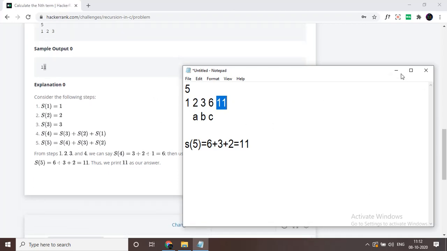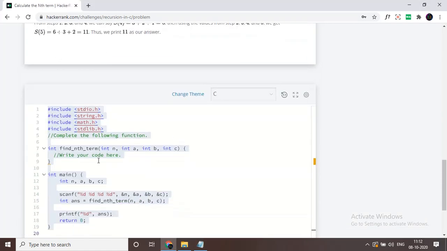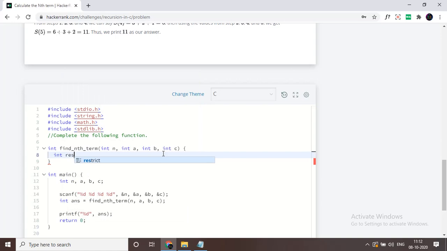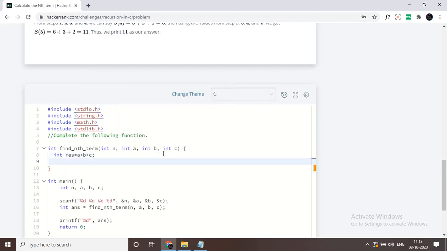Now, moving into the code here. The main task is to output a plus b plus c, and then we have to swap the values again. We have to change the values of a, b, c like this. Then it will be clear for you. I will write the code, and it is very easy to write. First of all, I am going to take an integer, result. The result is going to be a plus b plus c. This is the result of every step.